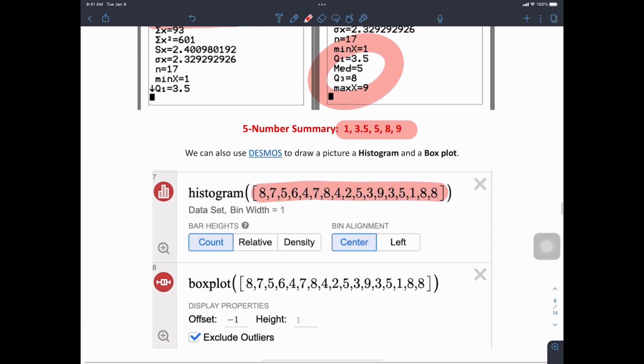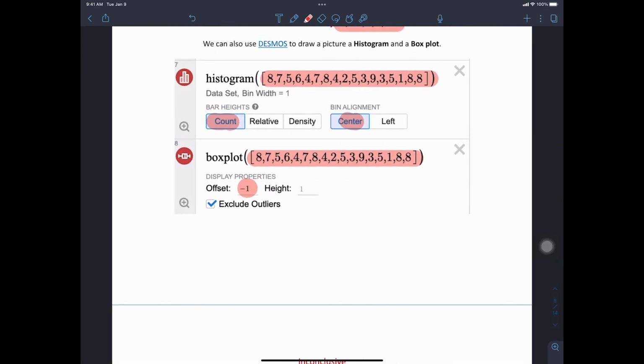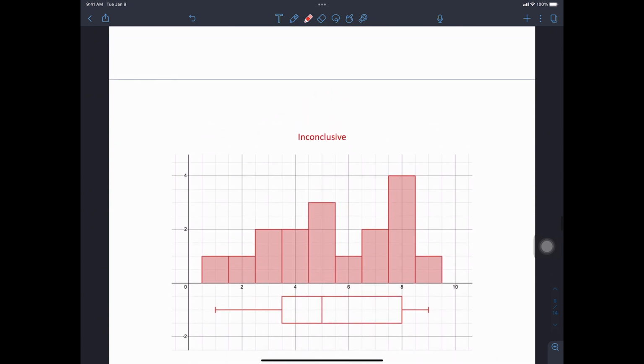Put the data in Desmos as a histogram and as a box plot with the same frequency, center, offset by -1. This box, it doesn't matter whether you click it or not. It said exclude the outliers, but if they have none, it depends on whether you have them or not. Whatever. Okay. Let's see what happened. Let's study this situation, ladies and gentlemen.